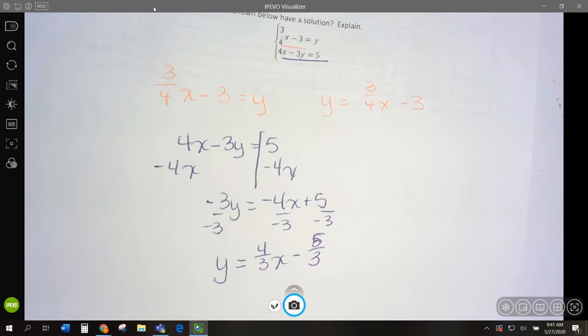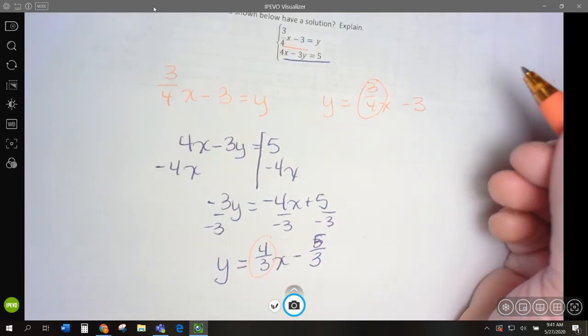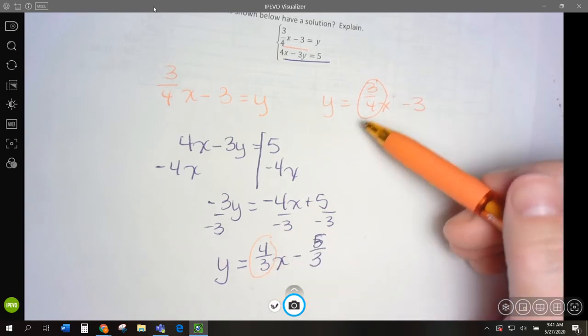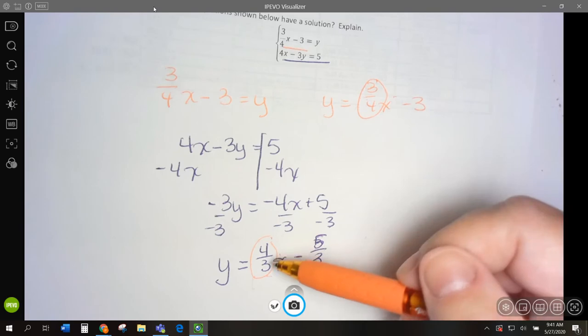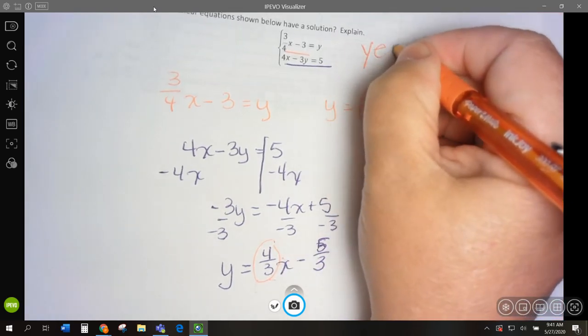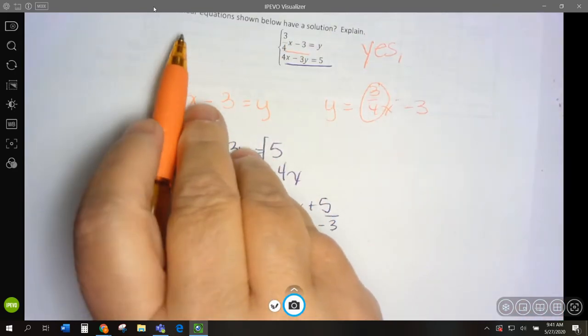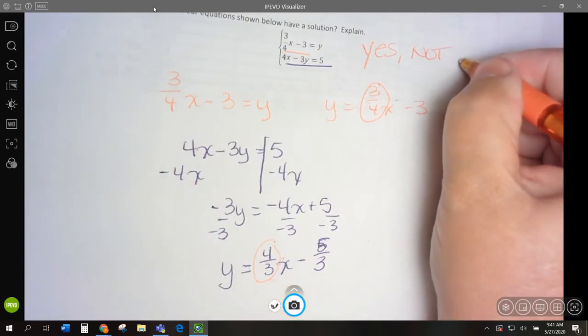Now let's compare our slopes. Do we have the same slope? No, we don't have the same slope. These have different slopes, which means at some point they're going to intersect with each other. If at some point they intersect each other, then they will have a solution. So yes. Does this system have a solution? Yes, because they're not parallel.